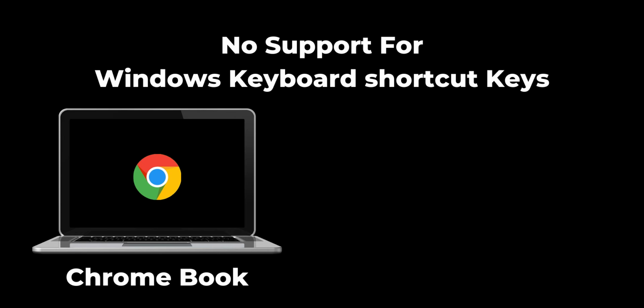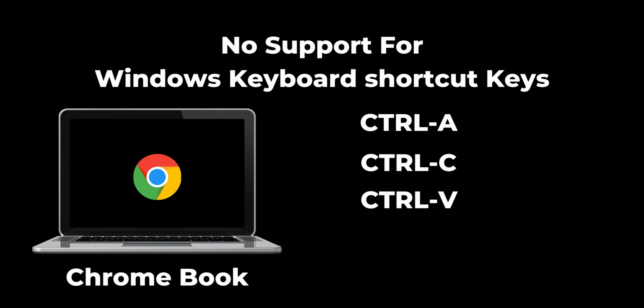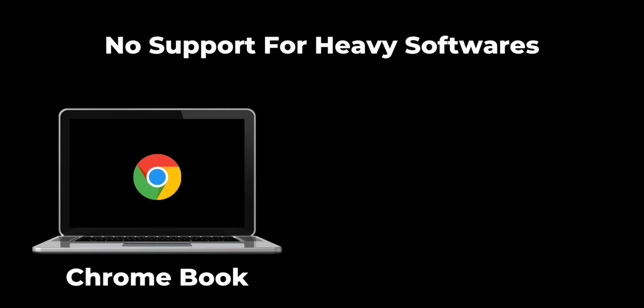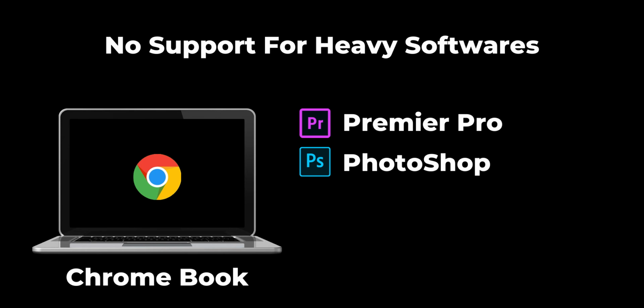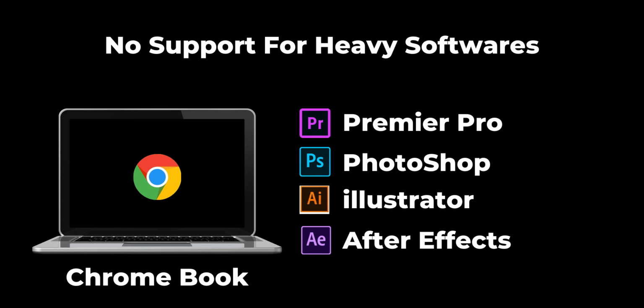For example, you cannot use shortcut keys like Control A, Control C, Control V, Control X, etc. Because this is not Windows, it's Chrome OS, and these shortcut keys do not work in Chrome OS. And next up, you cannot run heavy software on a Chromebook like Adobe Premiere Pro, Photoshop, Adobe Illustrator, After Effects, etc. Whatever software you use on a Windows laptop, mostly you cannot get support for it on a Chromebook.